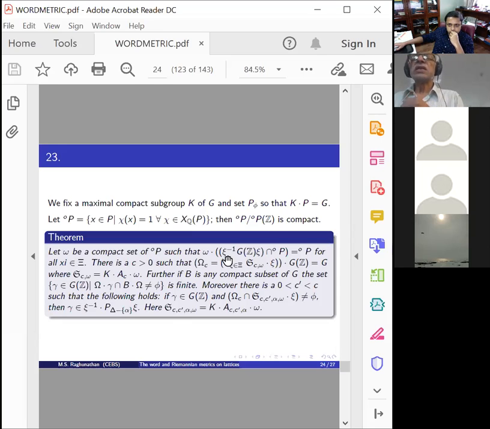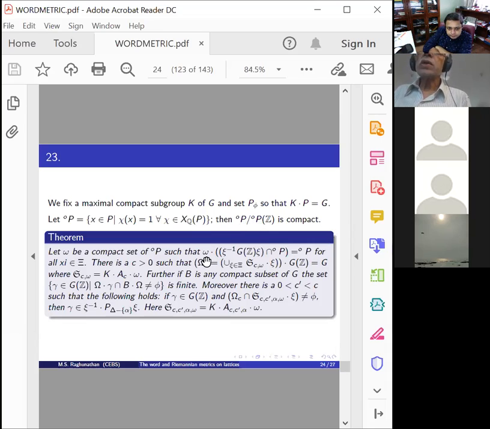I put things in wrongly, I think. Anyway, ψ inverse GZ ψ intersection P, maybe it's okay. I look at this conjugate of GZ, intersect with P. This times Ω times this should be the whole of P. In other words, I can look at this intersection with P.